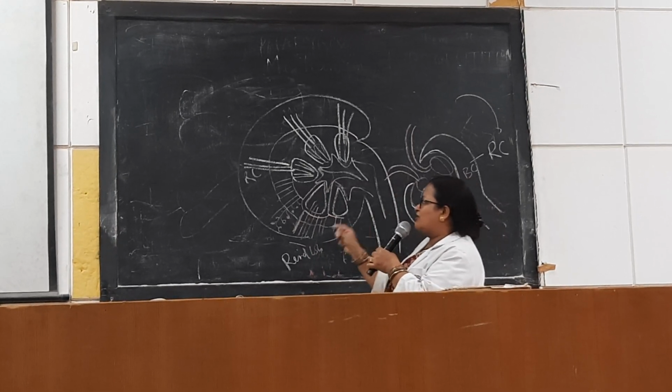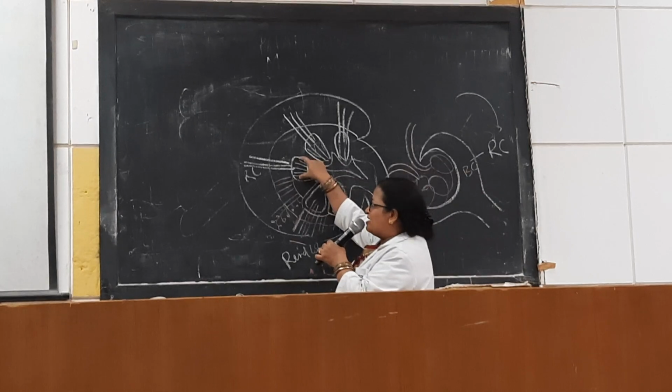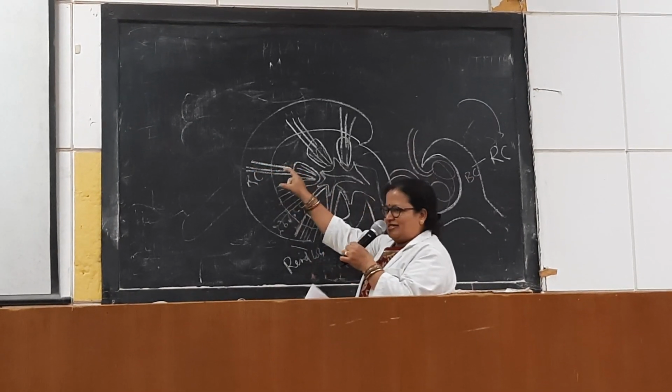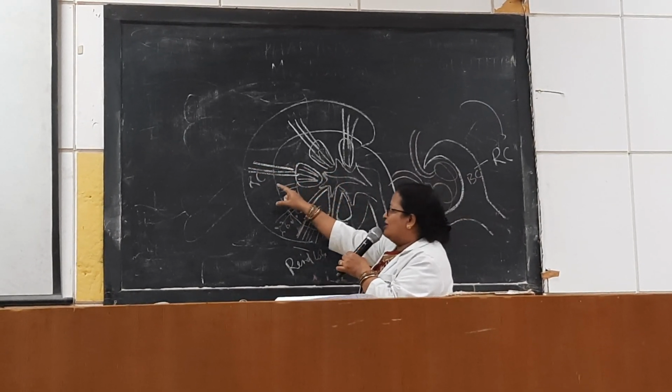I told you the renal lobe: one renal pyramid along with the adjacent renal cortex is called a renal lobe.